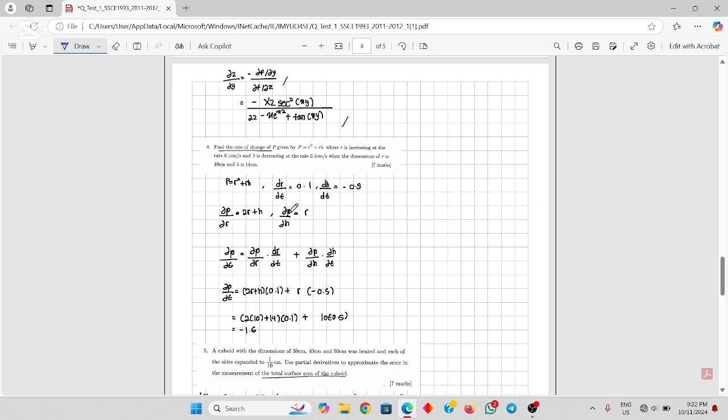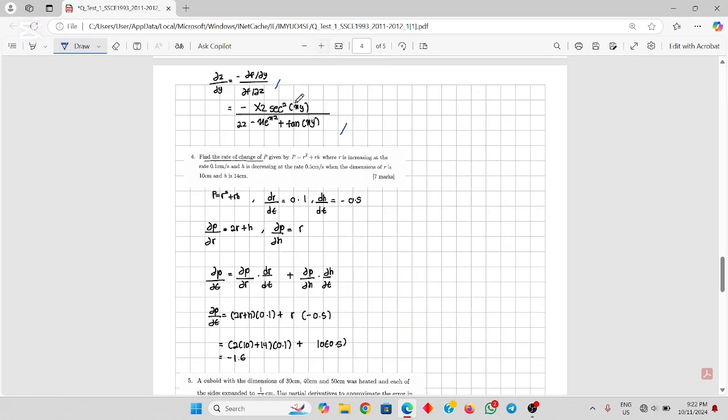So question 4, we need to find the rate of change of P given by P equals R squared plus RH, where R is increasing at the rate of 0.1 centimeter per second and H is decreasing at the rate of 0.5 centimeter per second when the dimension of R is 10 cm and H is 14 cm, which means height.